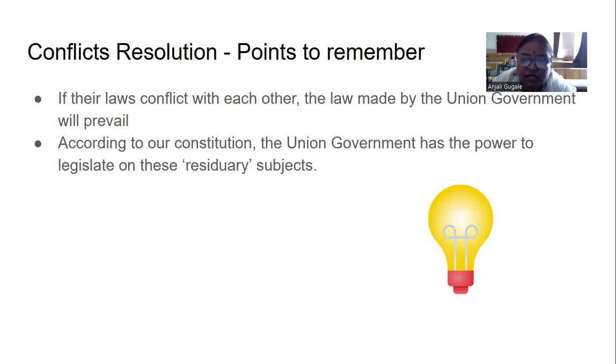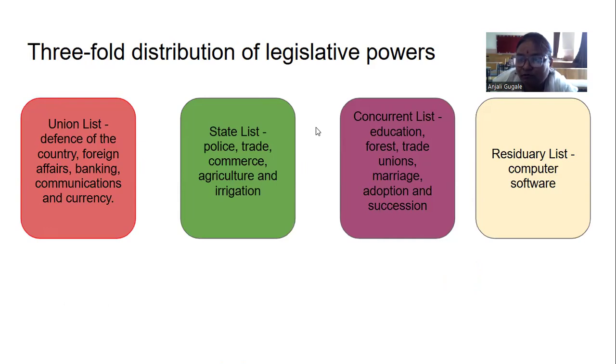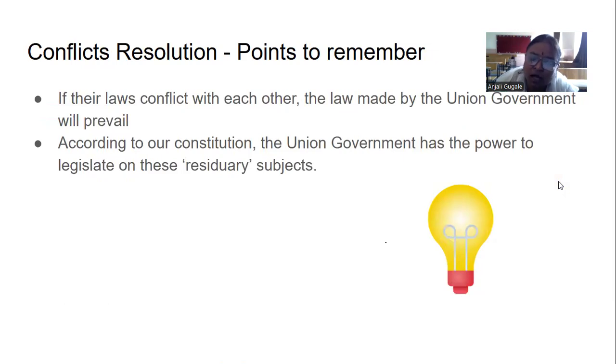The second important thing is that, according to our constitution, the union government has the power to legislate on all the residuary subjects. The fourth list that we are mentioning here will not come under the state list, and it will not come under the concurrent list. All the subjects of the residuary list will come under the union government only.